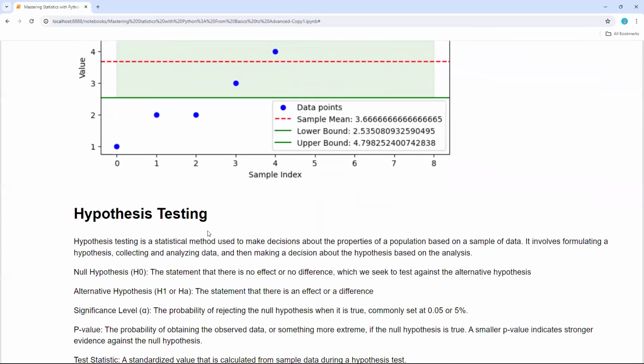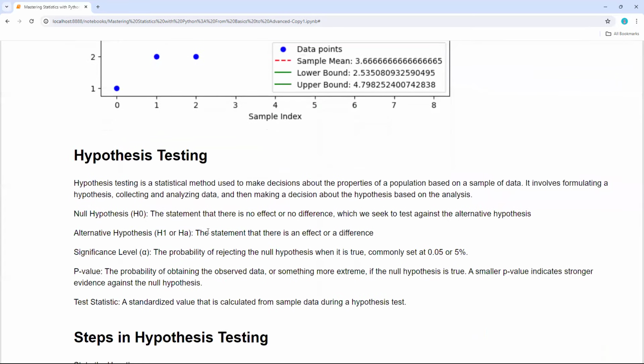Okay, so next one is hypothesis testing. Hypothesis testing is a statistical method used to make decisions about the properties of a population based on the sample data. It involves formulating a hypothesis, collecting and analyzing data, and then making a decision about the hypothesis based on analysis. Null hypothesis, the statement that there is no effect or no difference, which we seek to test against the alternative hypothesis. So let me give a simple example.